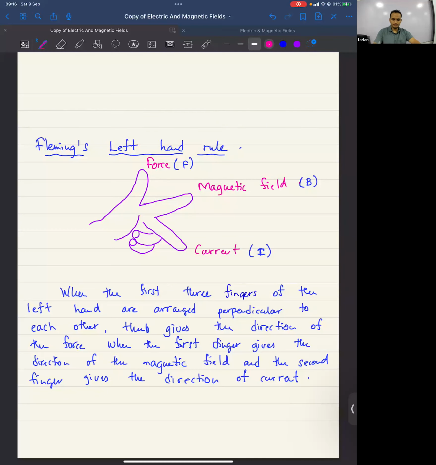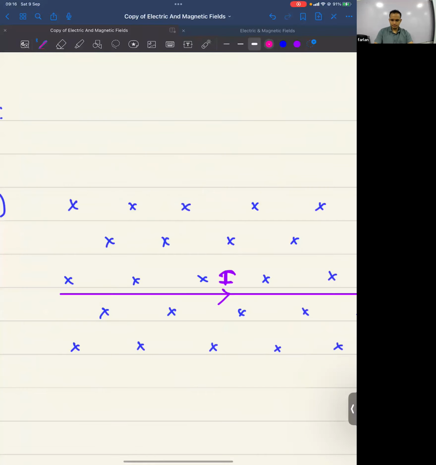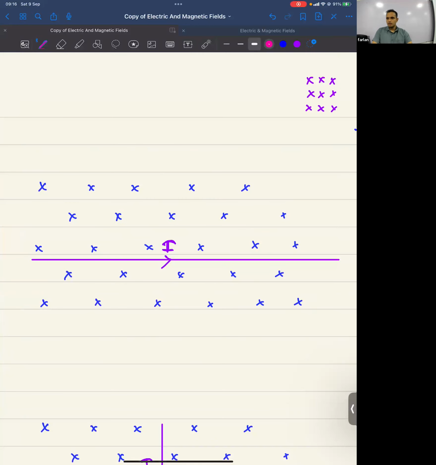Okay, right. So guys, let's look at a few examples of how to apply this rule. Look at this first example. What does this notation mean? It means the magnetic field is into the plane of the paper. The current is to the right. Which way will be the force? Arrange the fingers. B is into the plane of the paper, the current is this way. Force will be upwards.